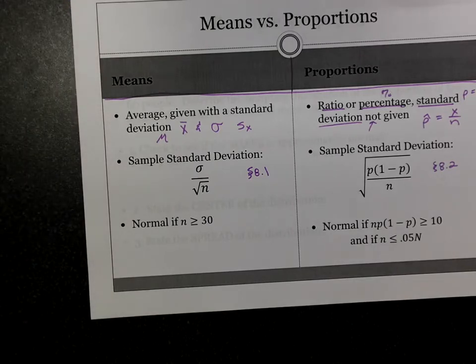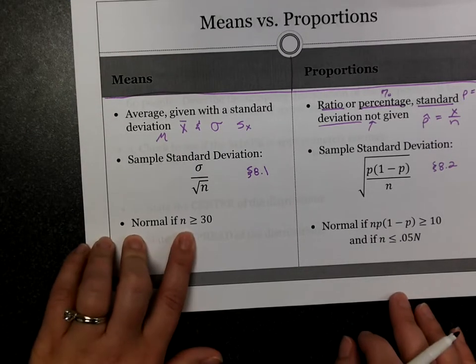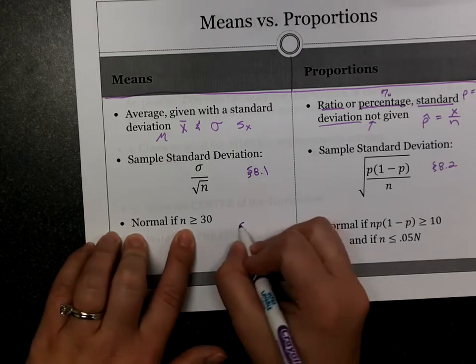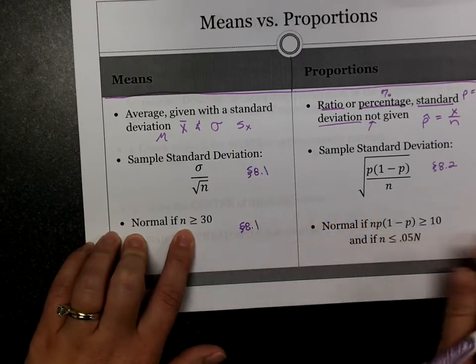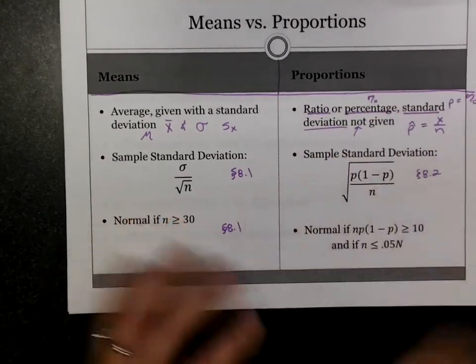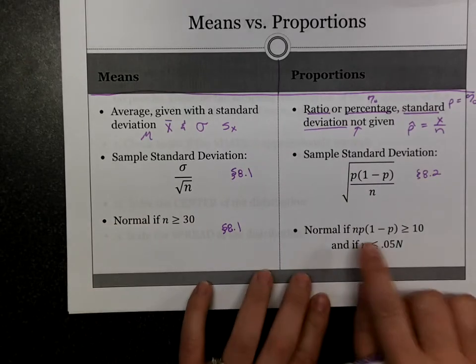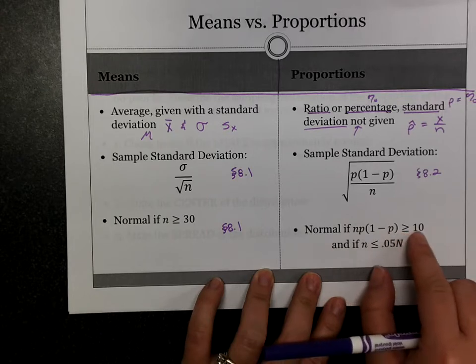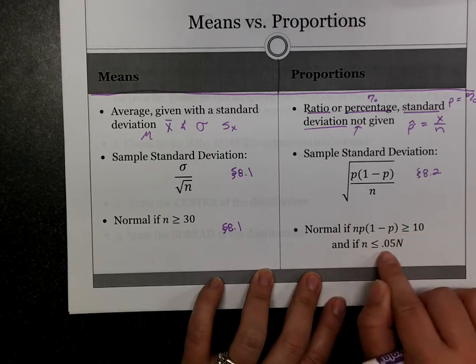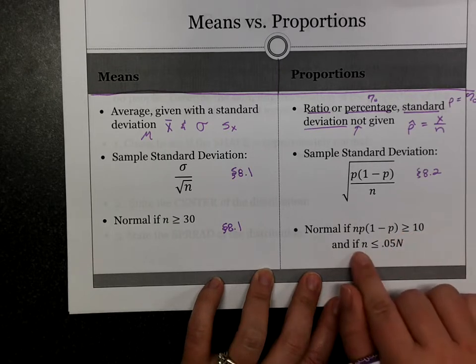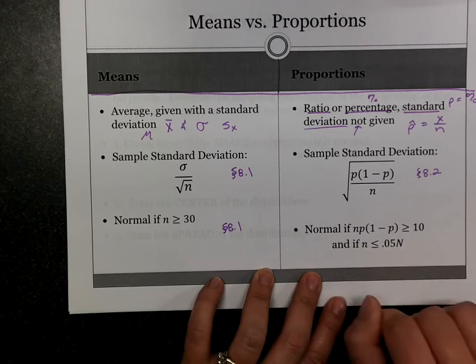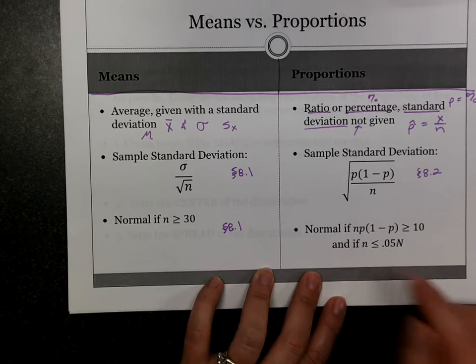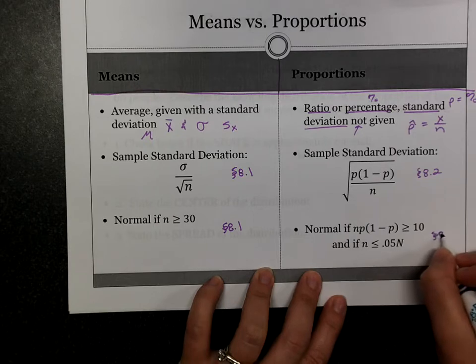So a sample mean is considered normal if the sample size is at least 30, which is what we again discussed in section 8.1. A proportion average is considered normal if these two conditions are met. N times p times 1 minus p is at least 10, and little n is less than 5% of capital N, which is the sample is less than 5% of the population. So this is again in section 8.2.